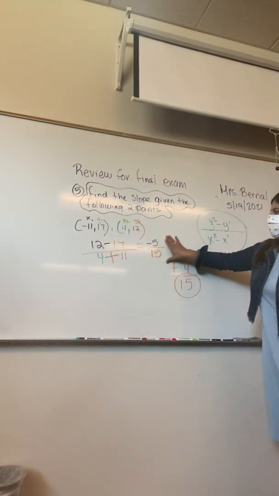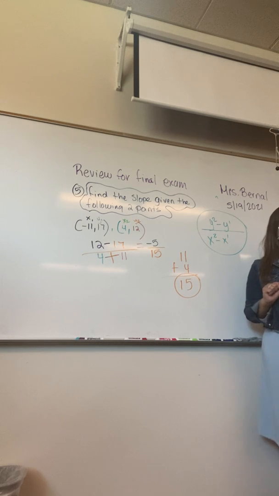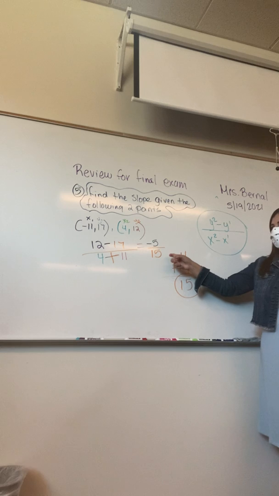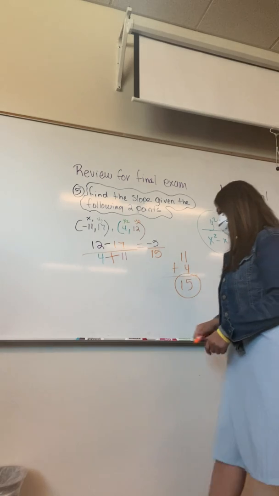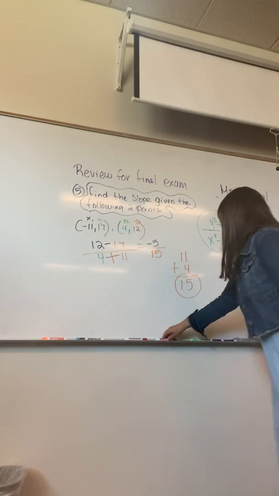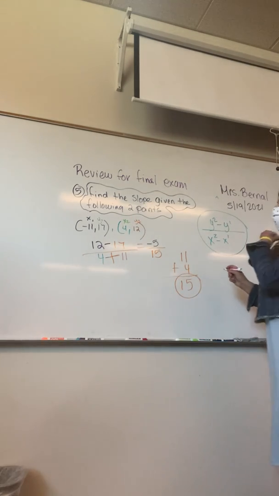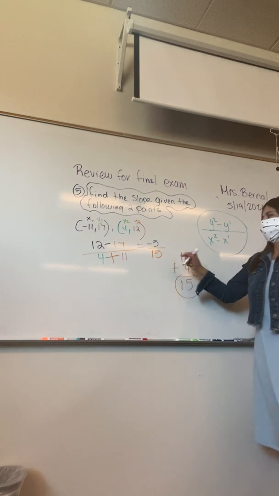And you know what? This one, we can simplify it, yes. Because 5 goes into 15 how many times? 3 times, okay? So yes, we can simplify it. So if we divide, 5 into 15 goes 3 times.